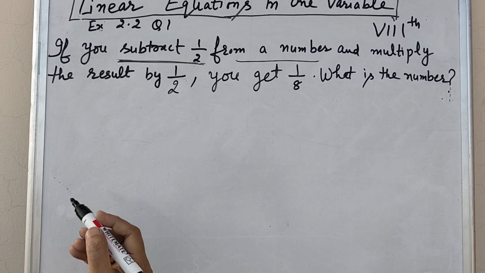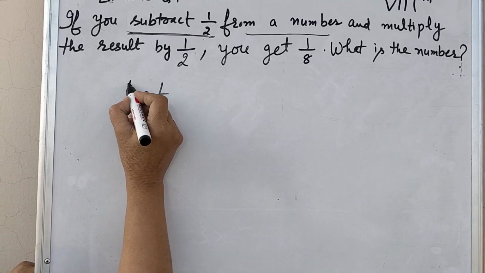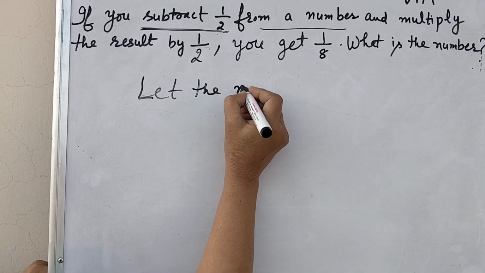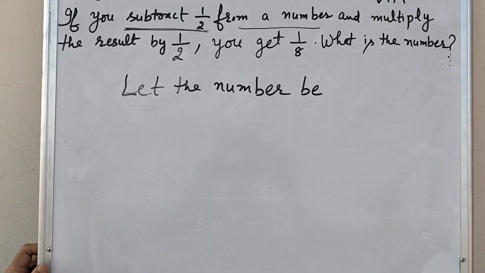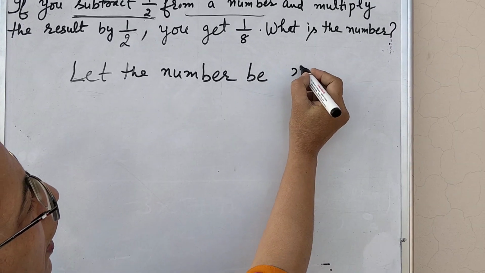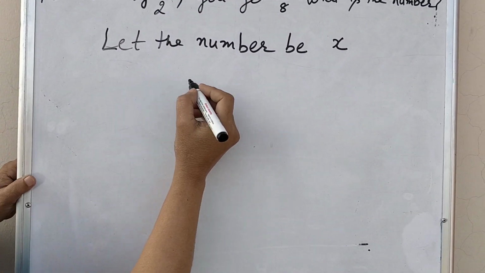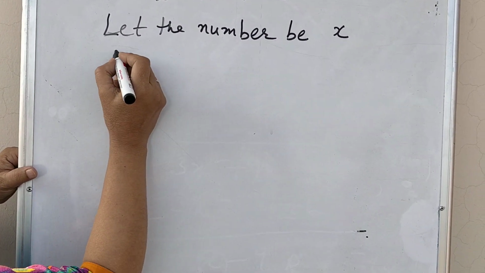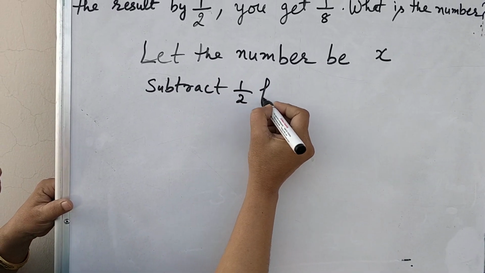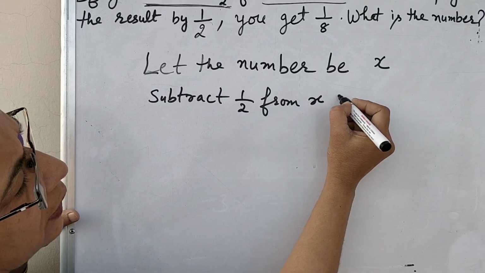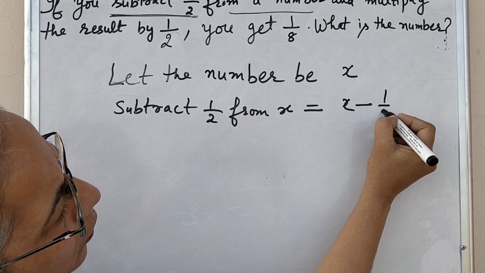So here we will take the number, we will suppose the number. Let the number be, you can take any alphabet, let the number be x. Now if you subtract 1 upon 2 from this number, subtract 1 upon 2 from x, then what will we get? x minus 1 upon 2.